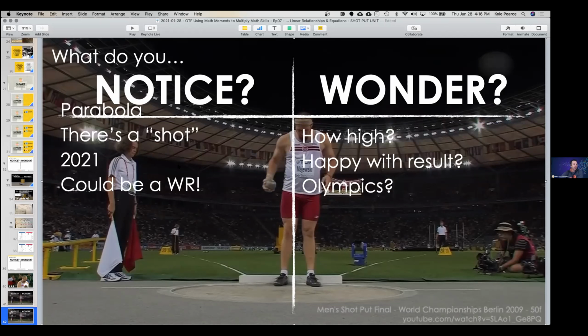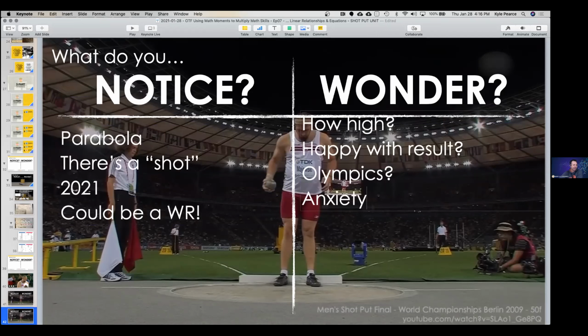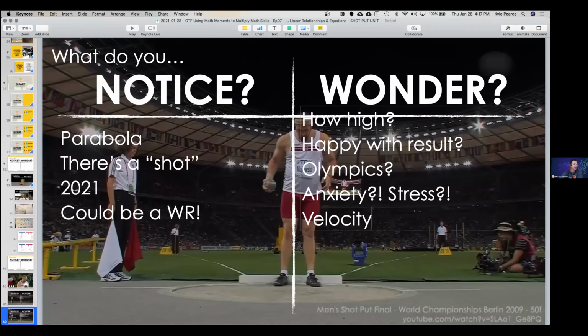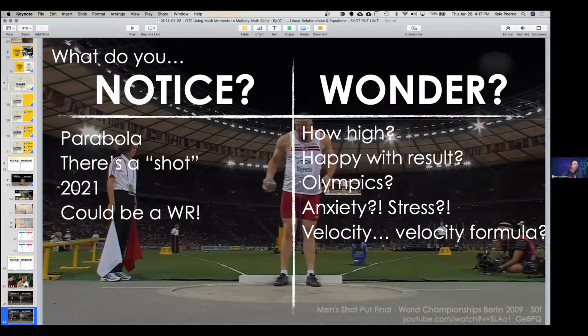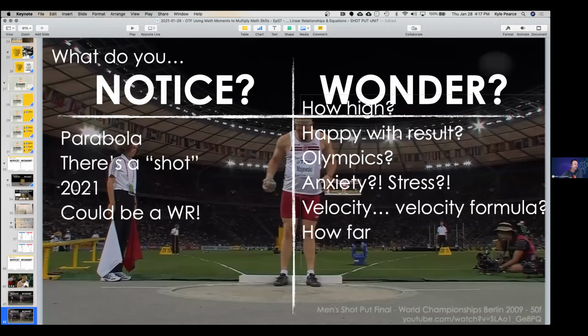Faye is wondering about his anxiety. He seems to be pretty amped up and going strong here. Ray says, I'm wondering about the velocity or the velocity formula. Lots of wonders here. A lot of how high did it go, and how far did it go? How far did he throw it? Let's get that down. And one very first notice that came in here was a Polish Olympian.